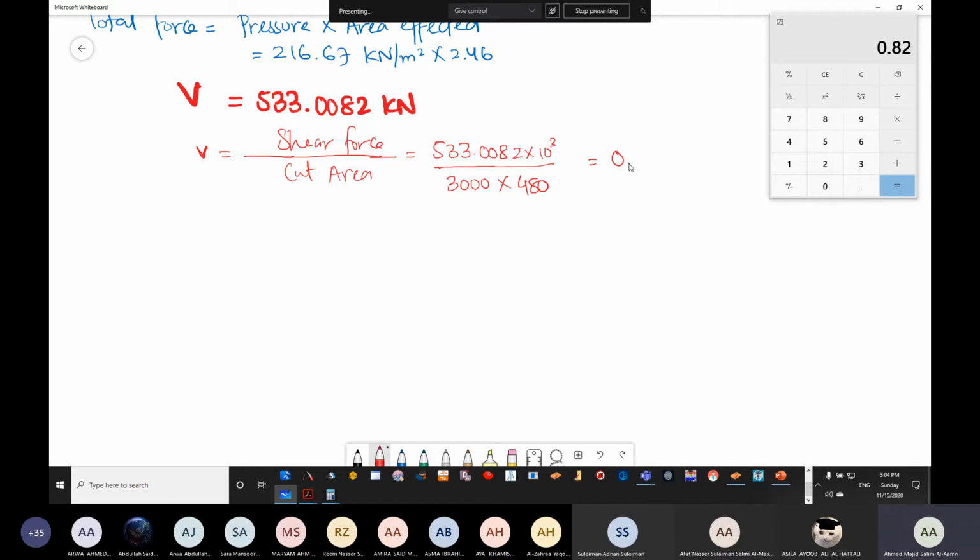So we have it as 0.37 Newton per millimeter square. And that's up to you if you want to use kilonewton per meter square, kilonewton per millimeter square, Newton per meter square, or Newton per millimeter square, as long as all the other checks are the same. But normally for the stresses, we use Newton per millimeter square or megapascal.